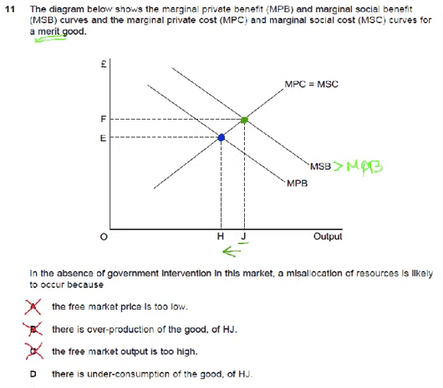And that leaves us with our correct answer, which, as we went through the diagram at the beginning, we kind of saw that this was going to be the correct answer anyway. There is underconsumption of the good of HJ. And we can see that there. Just to recap, this is the socially optimal outcome, and the blue is the free market. So we want to move consumption upwards. We want to move it from H to J, and that's our underconsumption right there.